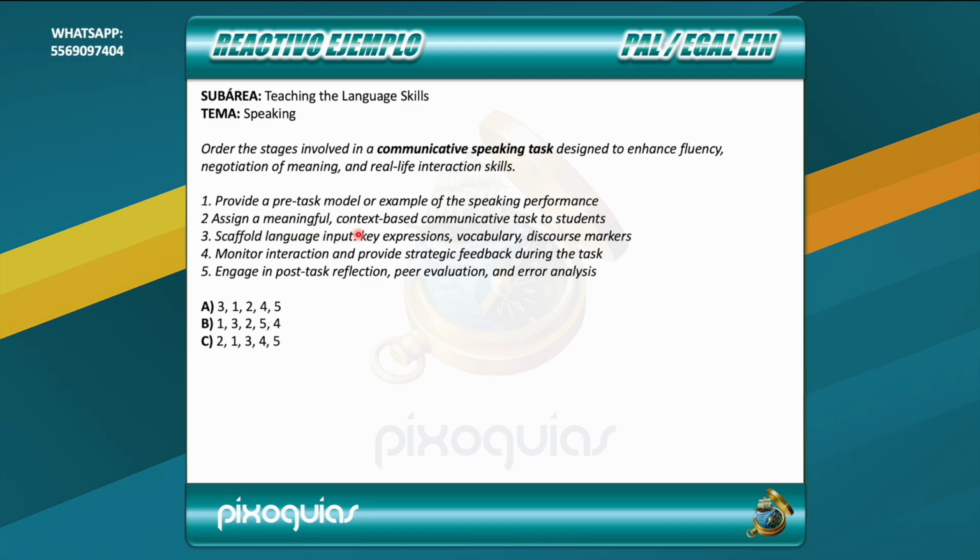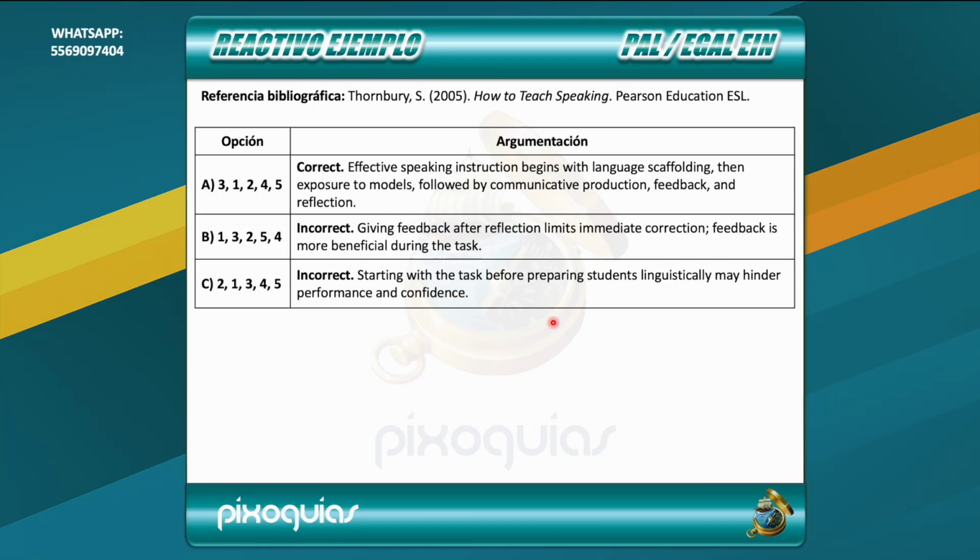Scaffold language input: key expressions, vocabulary, discourse markers. 1. Provide a pre-task model or example of the speaking performance. 2. Assign a meaningful context-based communicative task to students. 4. Monitor interaction and provide strategic feedback during the task. And finally 5. Engage in post-task reflection, peer evaluation, and error analysis.